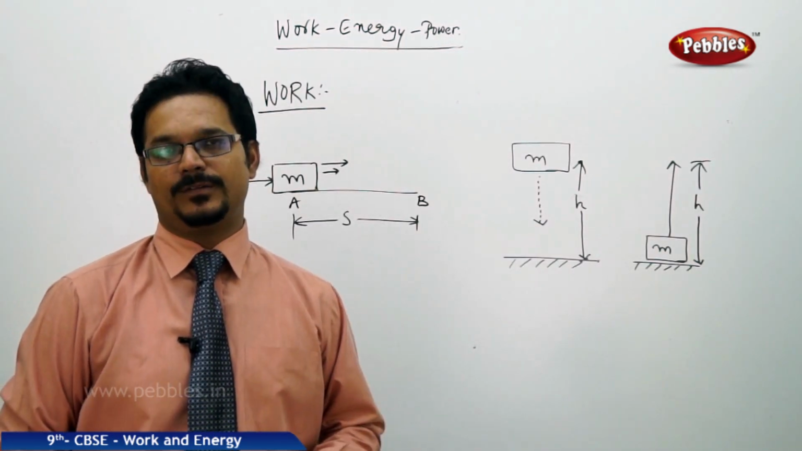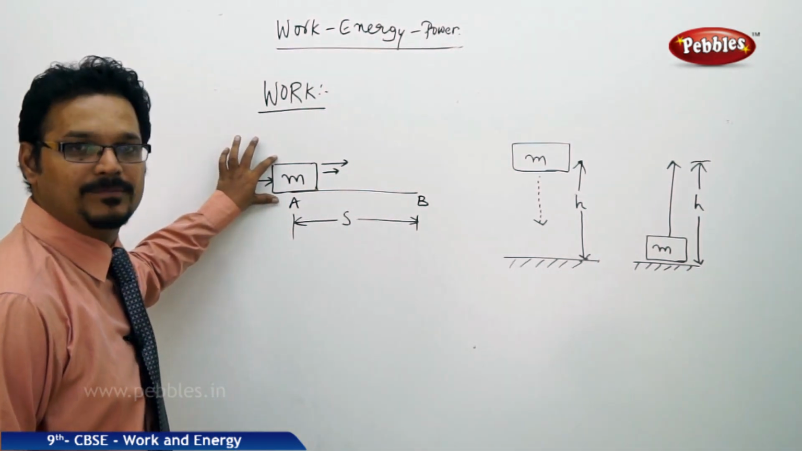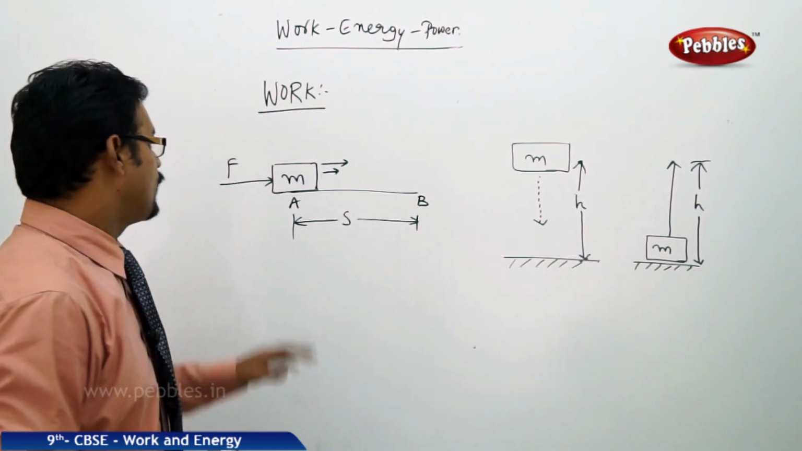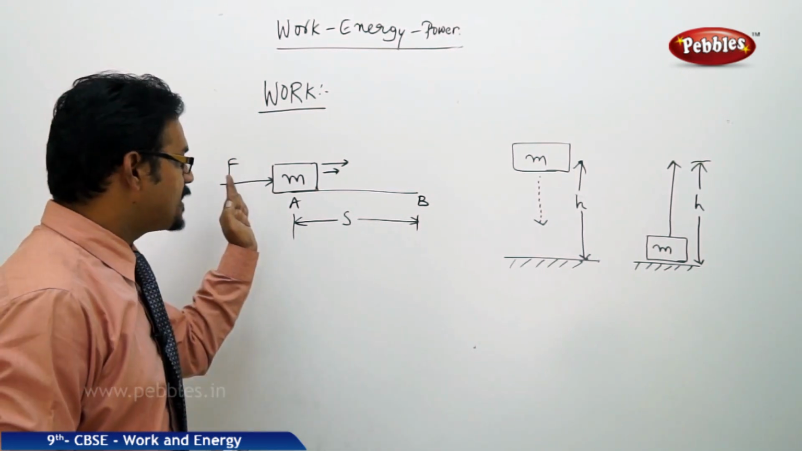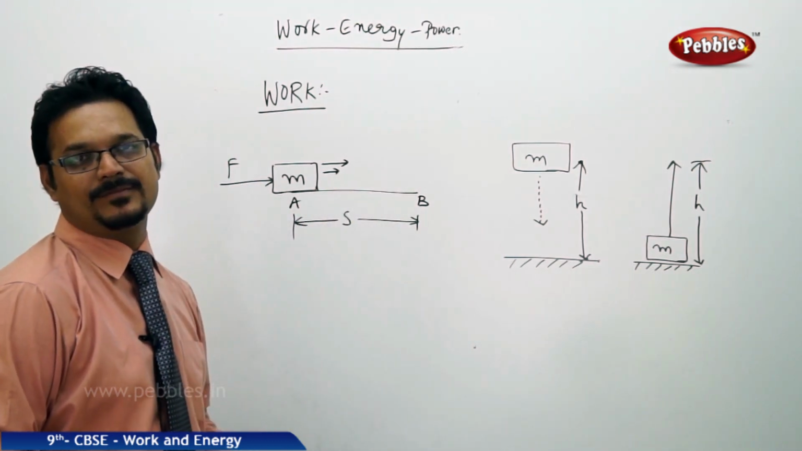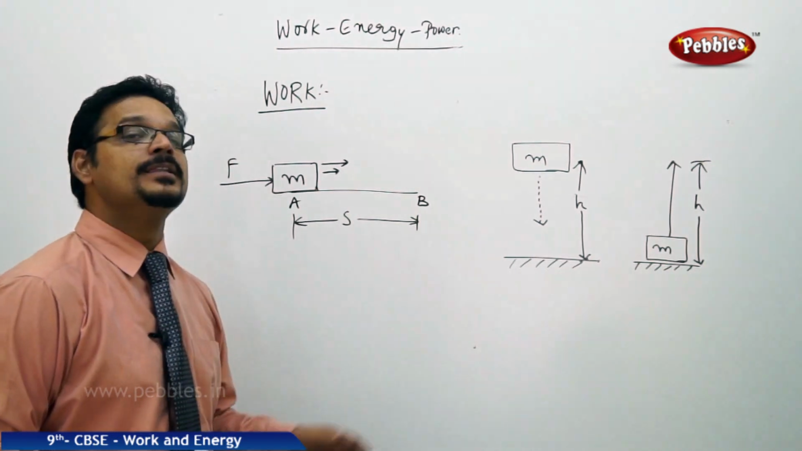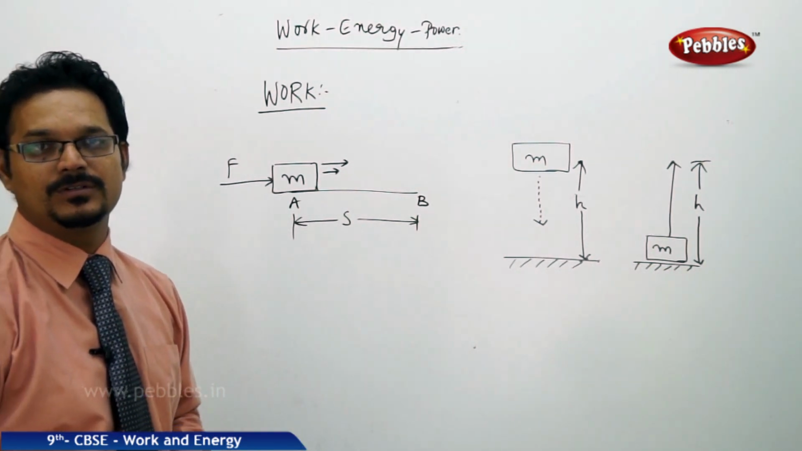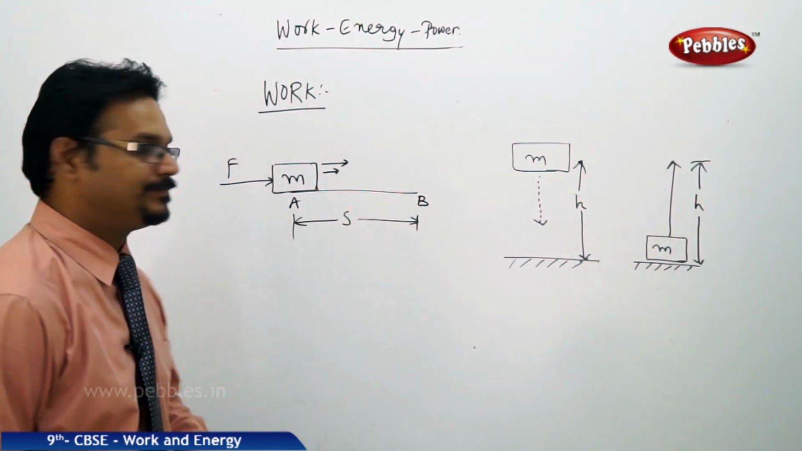So what is work? See the example here. There is a body of mass M. It is at point A. It is in a rest state. Now force F is applied on the body. Then the body started moving to point B, and it has traveled a distance S. Then work is defined as the product of force and displacement in the same direction.